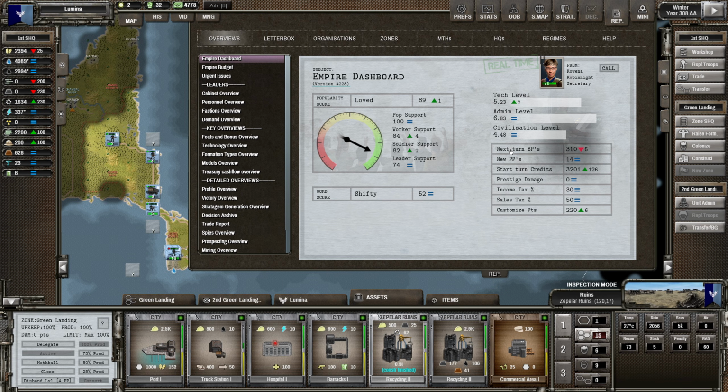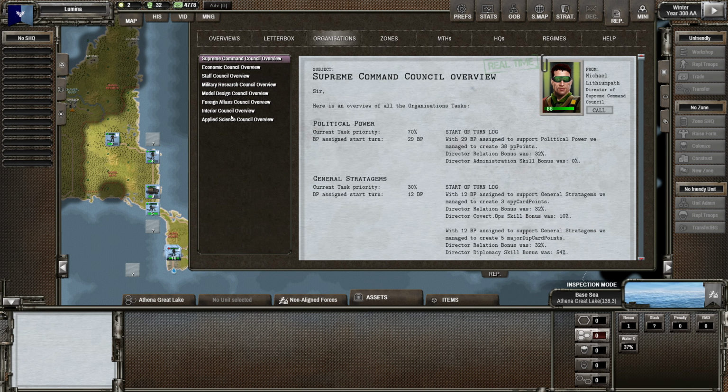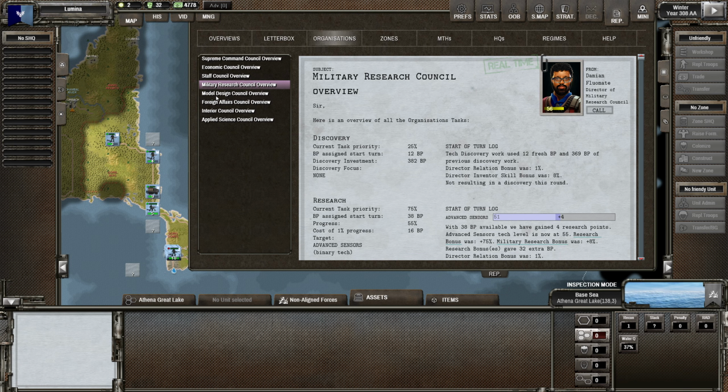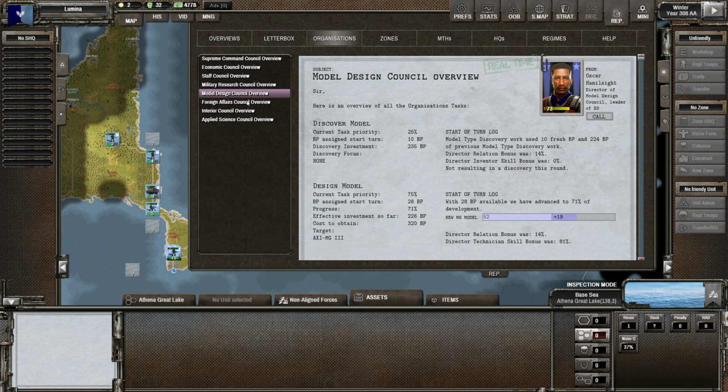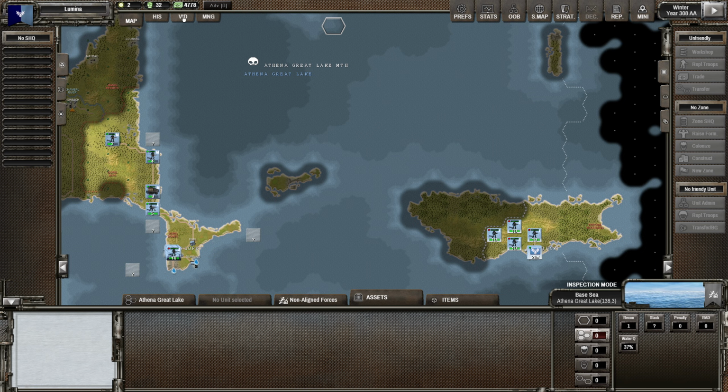So you'll see, for example, next year, this is telling me how many bureaucratic points we made this turn. We produced 276. What then happens is those bureaucratic points are split amongst your main councils. I don't have all of them here in this game, but there's a bunch of councils and they all do different things, like military research, model design for new military models, foreign affairs for diplomacy stuff, and a secret service council for spying, that kind of stuff. You get the idea, right? So that's what bureaucratic points do.